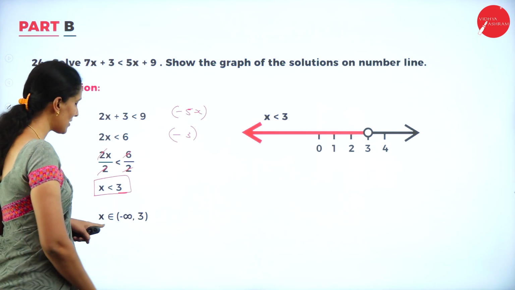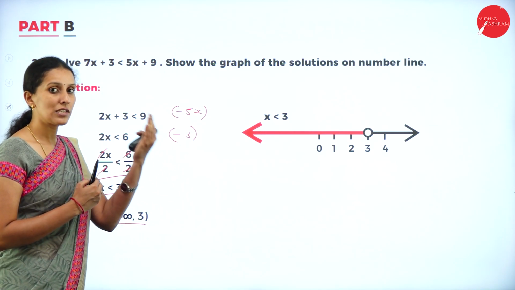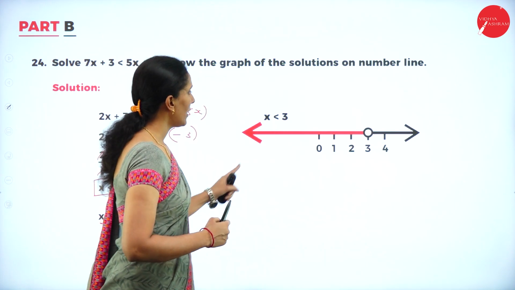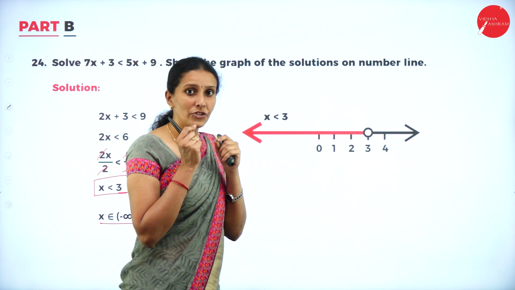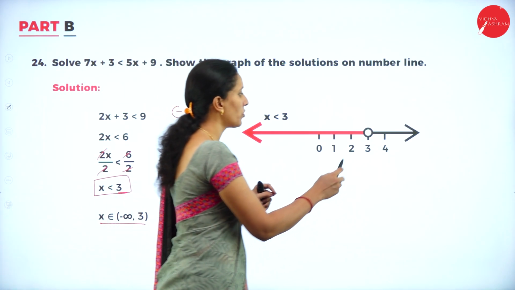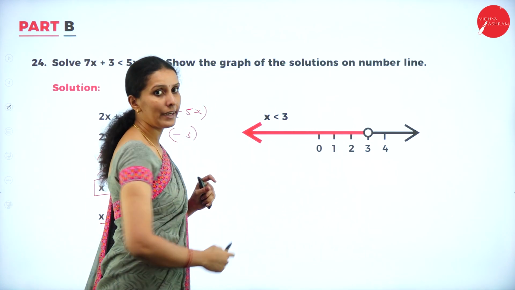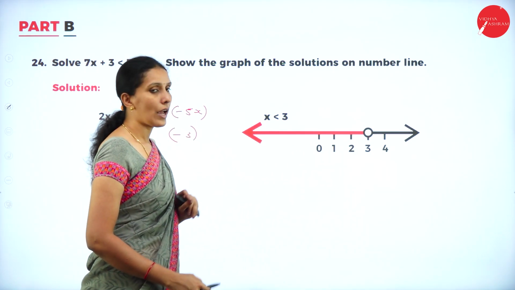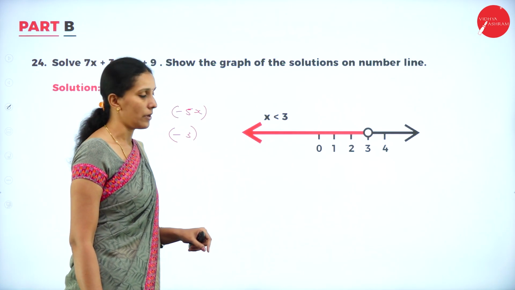X less than 3 means I can write the solution set as the numbers which are less than 3. Hence, when you draw a graph like this, you can take a number line like this. Here I have taken 0, 1, 2, 3. Since it is strictly less than 3, that means we cannot include 3. So therefore, you should draw a small open circle on 3 and shade the line behind it, that is, less than 3. So here you can observe the solution for this inequality: x is less than 3.